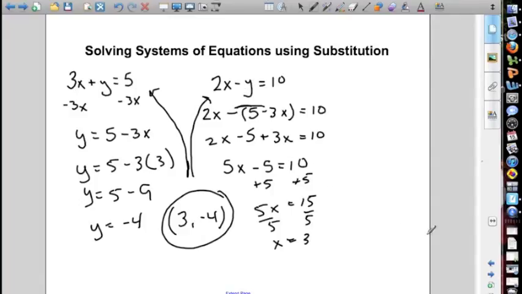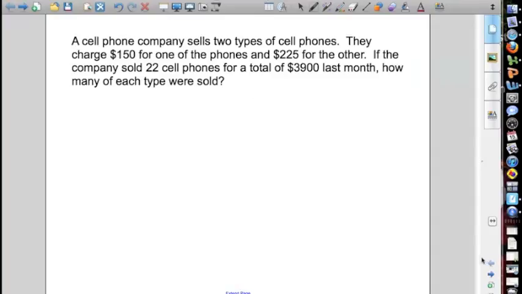Now, we will also be doing story problems that involve this as well. So here's a quick story problem. A cell phone company sells 2 types of cell phones. They charge $150 for one of the phones and $225 for the other. If the company sold 22 cell phones for a total of $3,900 last month, how many of each type were sold? And so the important part is that we start looking at what's happening here. And as you look at it, there's 2 kind of situations going on here. One of them is talking about money, and the other one is talking about how many cell phones there are.